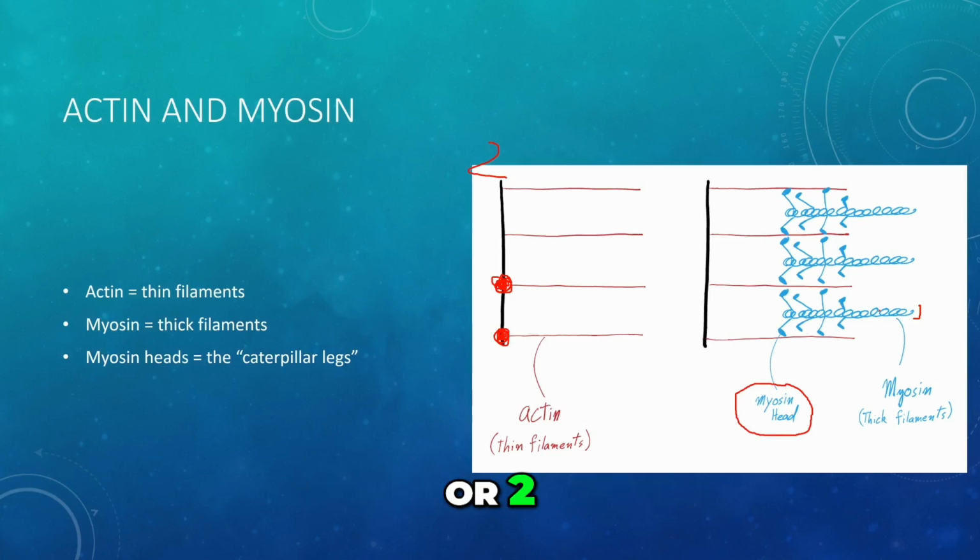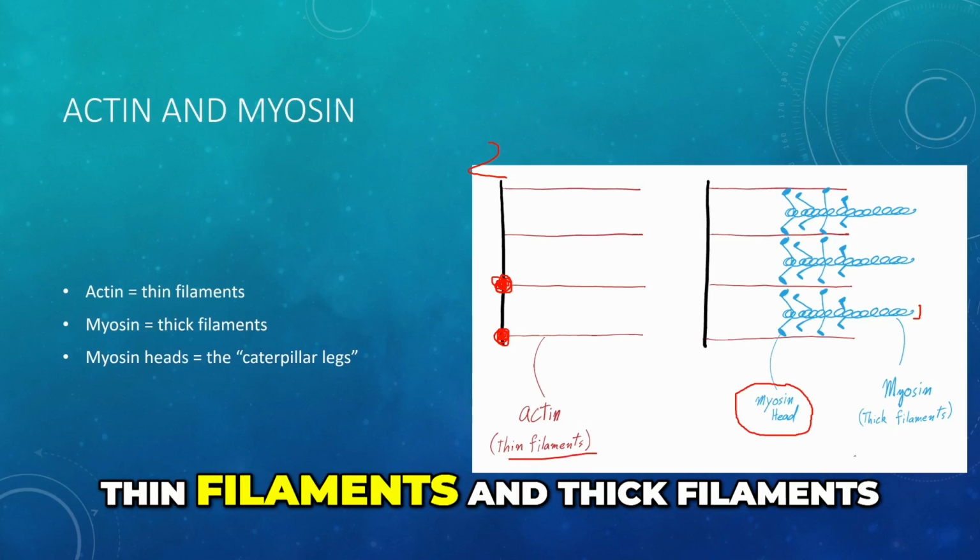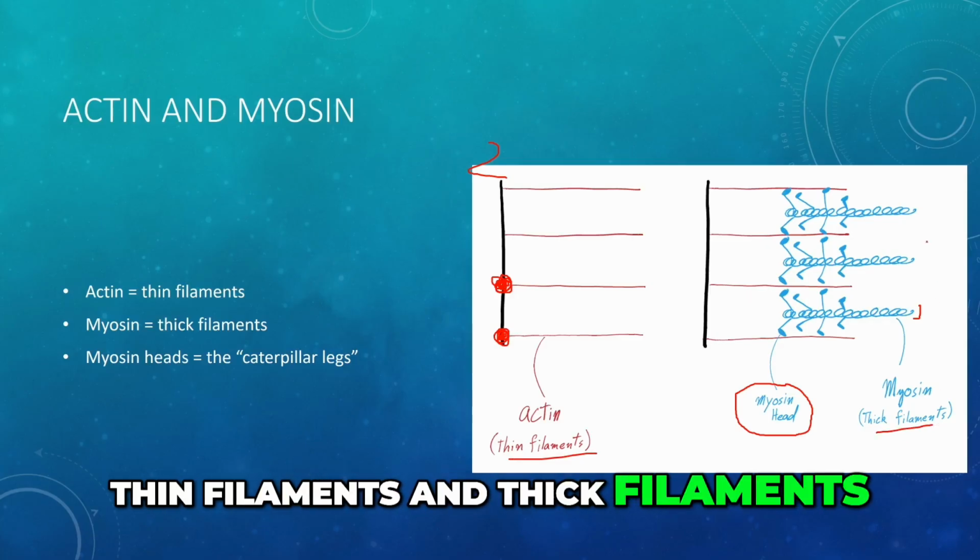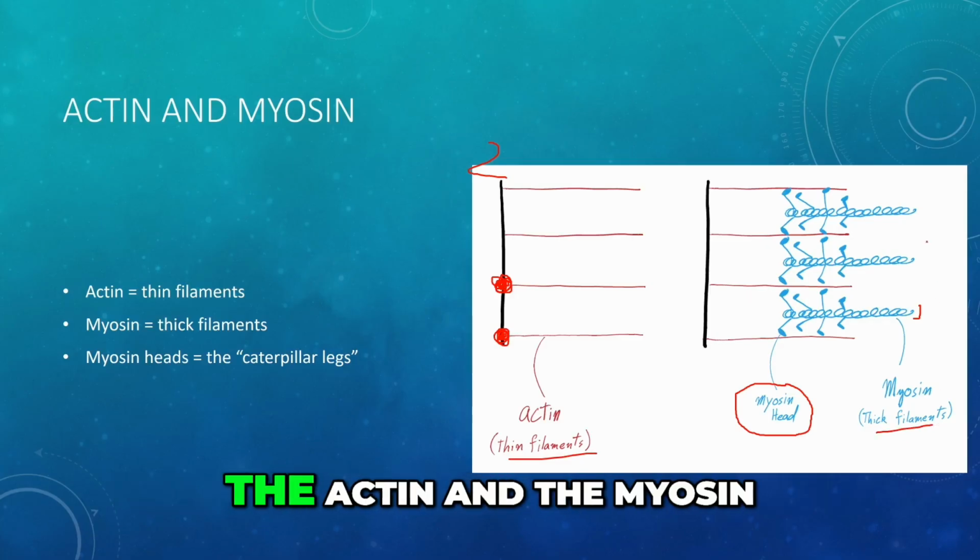So it's not just one or two, there's like thousands on each of these. So you may have heard these being called thin filaments and thick filaments. This is where this idea comes from, the actin and the myosin.